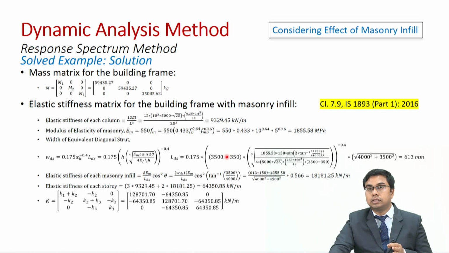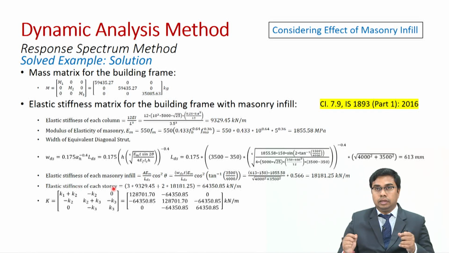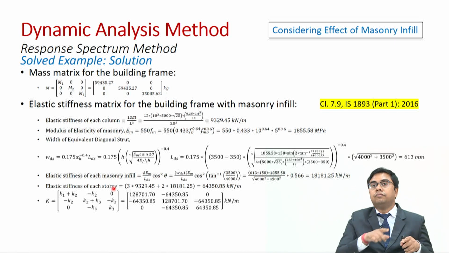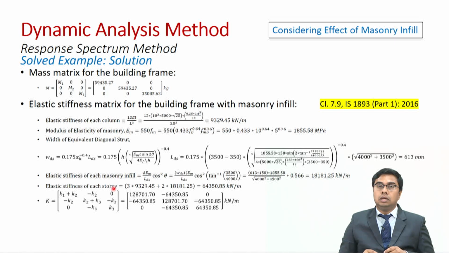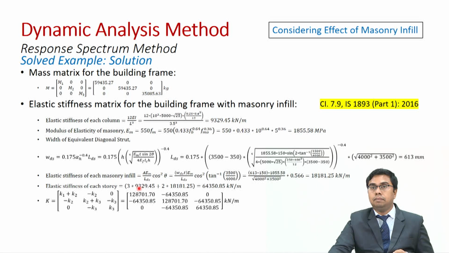The calculation is self-explanatory. Now, the elastic stiffness of each story, how will we calculate that? So, for the given frame at any given story, you have 3 columns and 2 infill walls. Now, we have the values of elastic stiffness for columns as well as those masonry infills. So, based on that, we will sum up 3 times the elastic stiffness of each column plus 2 times the elastic stiffness of each wall to find out the elastic stiffness of each story.